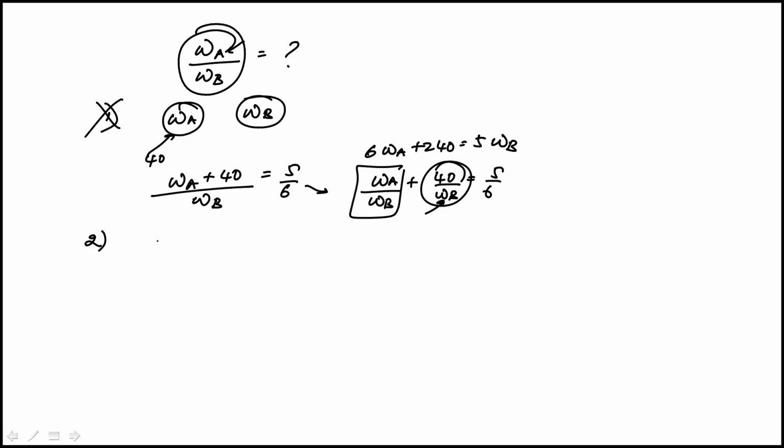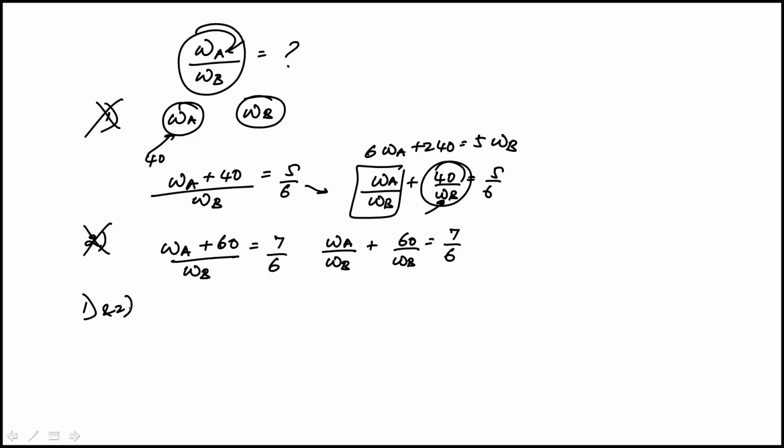2 says the ratio of metal A to metal B in alloy K becomes 7 to 6 when 60 pounds of metal A is added. So we have a similar setup. Numbers are different. And that's 7 to 6. So again, we'll not be able to get a unique value for the ratio, as you can see. So 2 alone is insufficient.